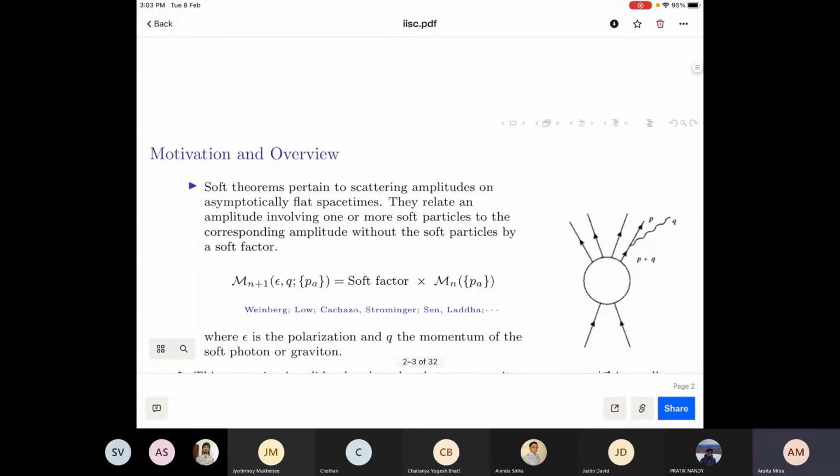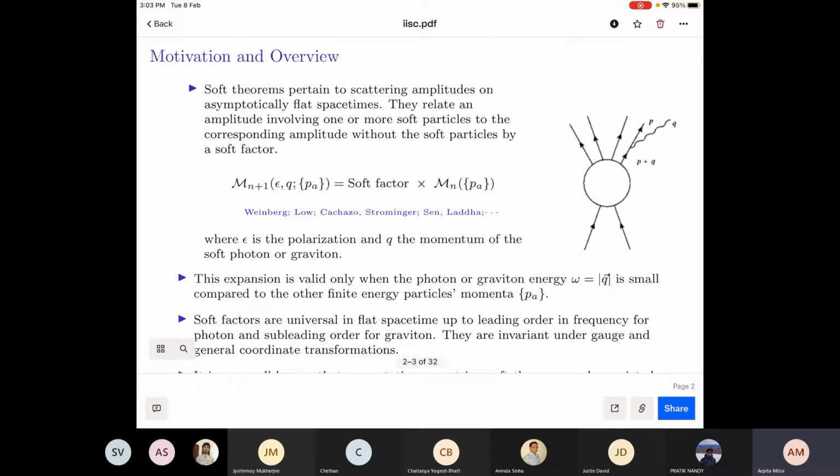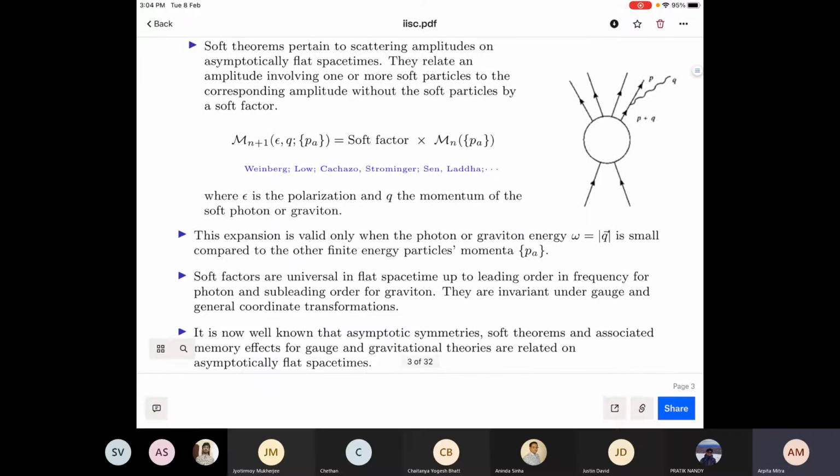So first, I will start with a brief motivation and overview of what we are doing. So a long time ago in the 1960s, we all know that Weinberg proposed the soft theorem, which tells us the factorization of an amplitude. If we have an amplitude which involves one or more soft particles, then we can factorize this amplitude as a soft factor times the amplitude only having the hard particles. So on the right hand side the amplitude M_n corresponds only to the hard particles, and P_a are the hard momenta, and on the left hand side q is the soft momentum and epsilon is the polarization.